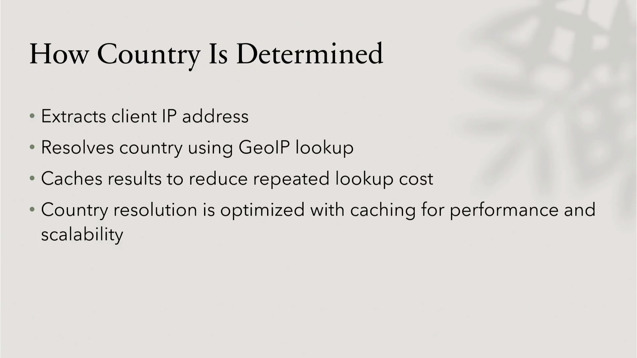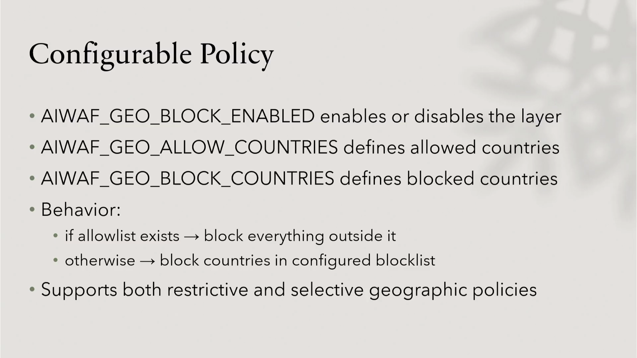So that's basically how you use the GeoIP middleware. You have it in cache to make sure that you're not repeatedly looking up in the database, so we use a lot of caching in this one, and it's just looking up whether the request is coming from allowed countries or not. Like I said, this is also configurable. You can enable countries or block countries, and if it's allowed, it allows everything in it, but if it's not allowed, it blocks everything in it. So it allows restrictive and selective geographic policies.